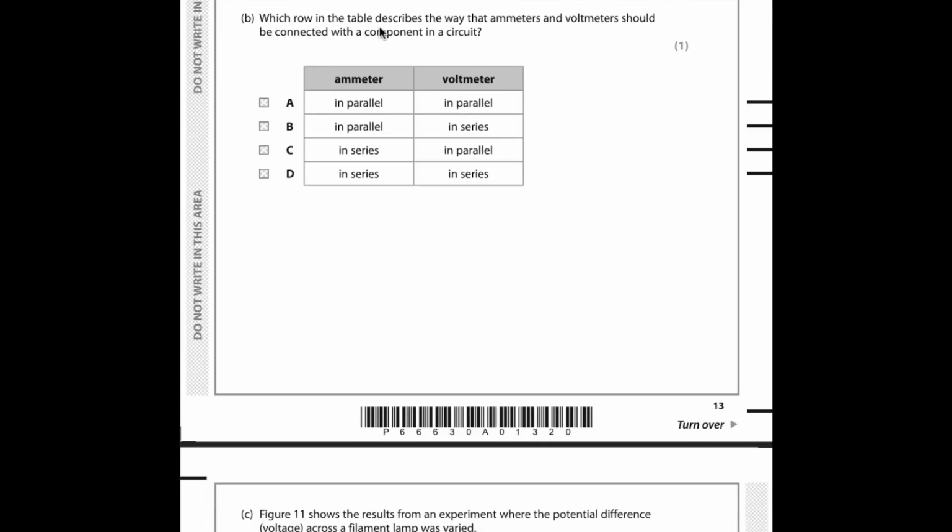Which row in the table describes the way that ammeters and voltmeters should be connected with a component in a circuit? Well, an ammeter needs to be in series, so it's either this one or this one, but a voltmeter needs to be connected in parallel, so it must be this one. Your answer is C.